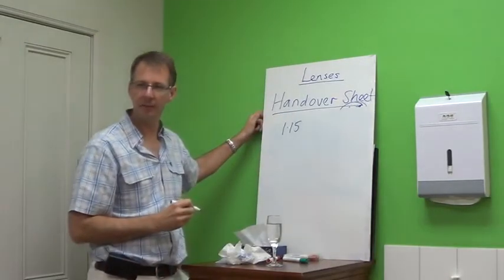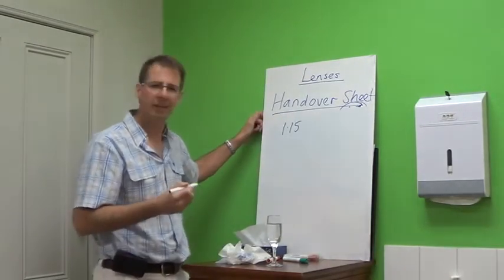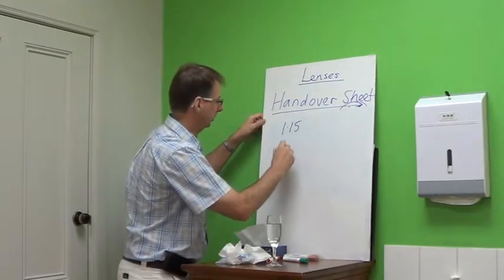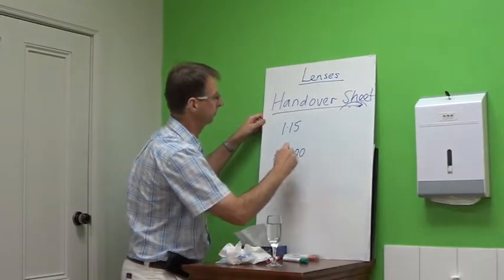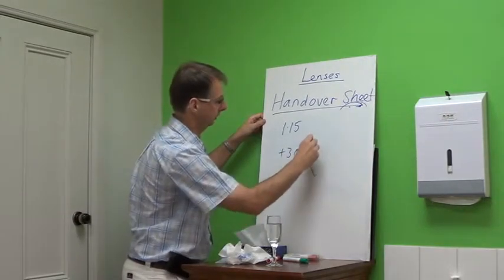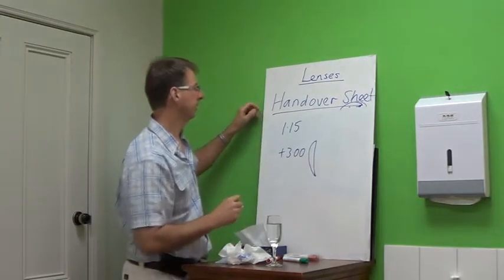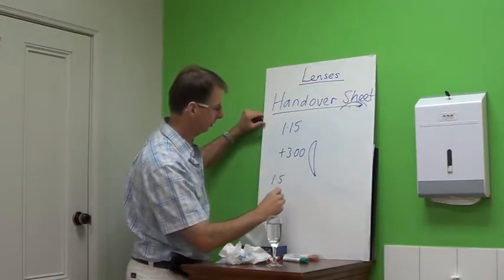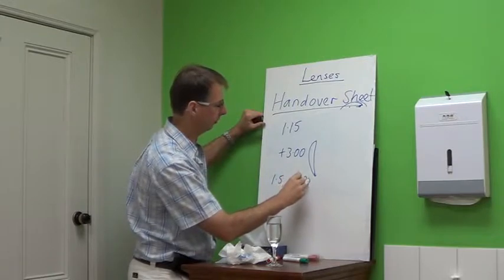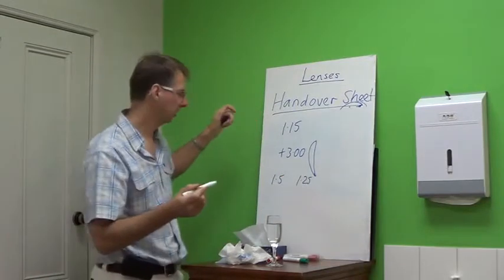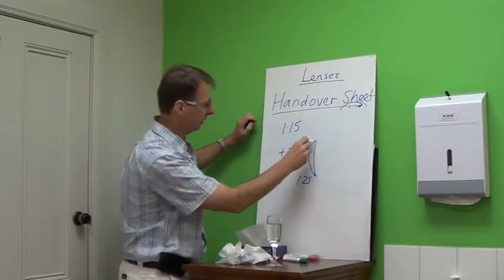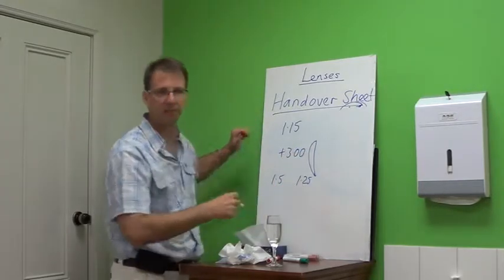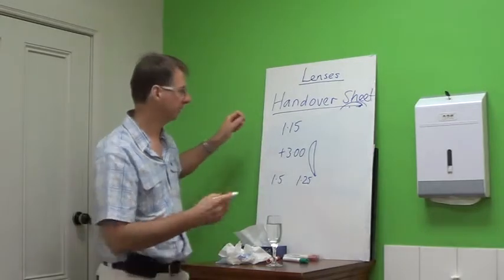What does that mean? Well, it means compared to a standard lens, so if we take our +3 example, it looks a bit like that. If we were using this in a 1.5 index material, which has a specific gravity of about 1.25, it's going to have about that thickness and it's going to weigh so many grams.